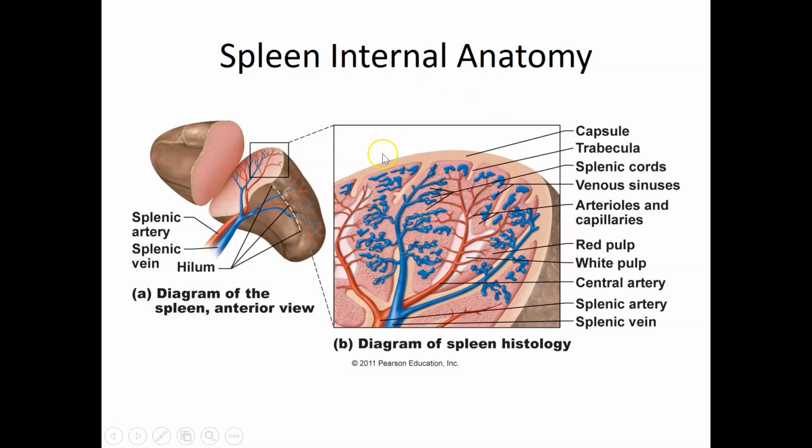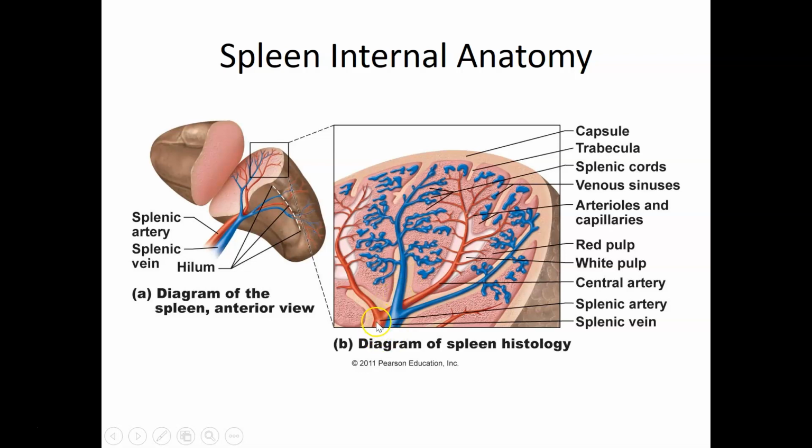Now this section here is focusing on what's happening out at the surface. Here's the capsule. Here there are some fibers radiating inward. Those are the trabeculae. You see those in intervals, and those are sectoring off areas of white pulp. Here's white pulp, surrounded by a large area of red pulp.